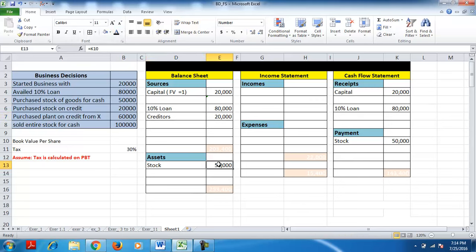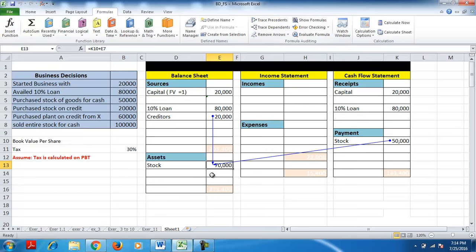You also purchased stock on credit. So here we are purchasing stock, but we did not pay any money. So if you observe this, acquisition of stock resulted in creation of a liability of 50. Whenever a firm purchases an asset, it may result in outflow of cash or creation of liability, in this case creditor. The other forms of acquisition we'll see as we move along.